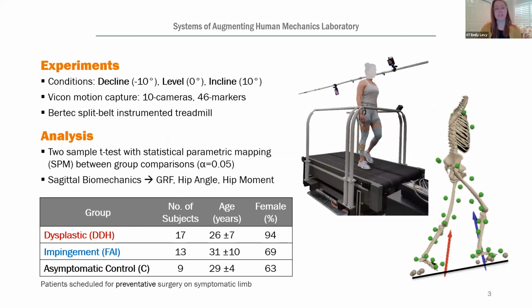We assess them during 1-minute self-selected speed trials on decline, incline, and level walking on a treadmill, and we track their kinetic and kinematic data. We analyze sagittal hip biomechanics across subject strides using t-tests with statistical parametric mapping. Here are the groups: 17 dysplastic, 13 impinged, and 9 controls.